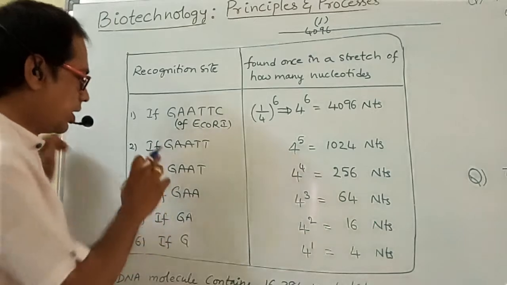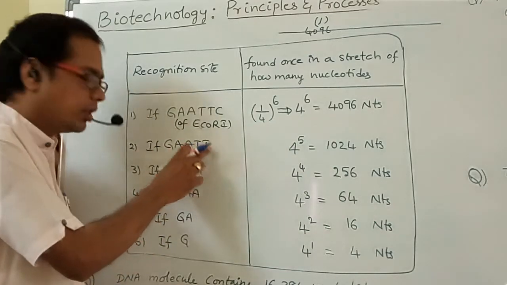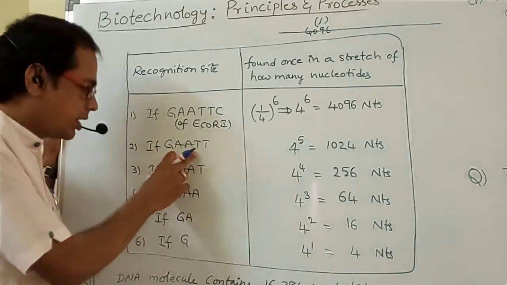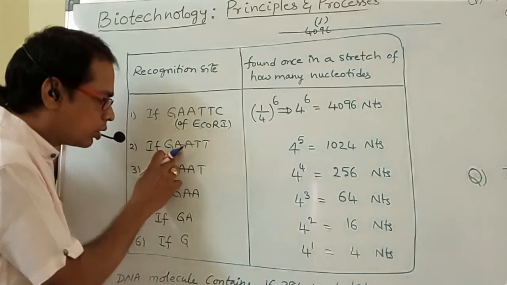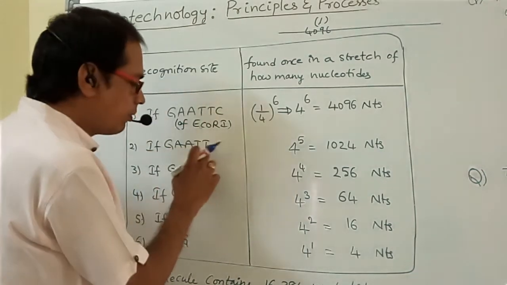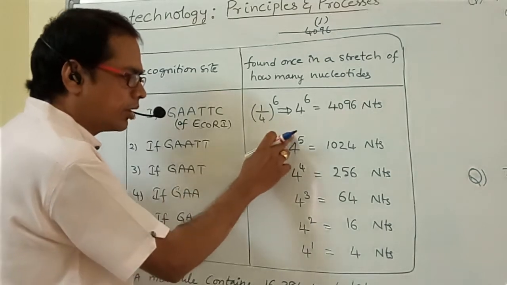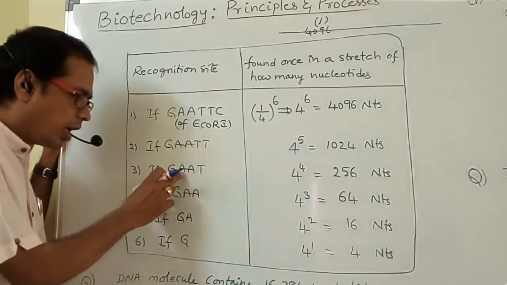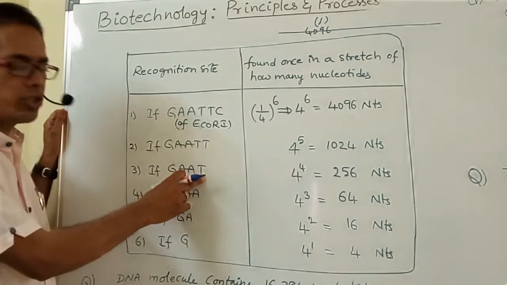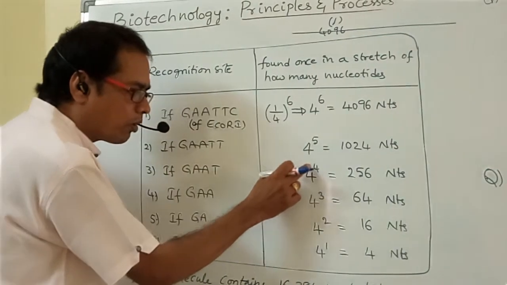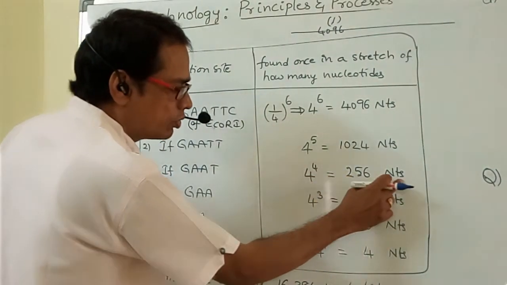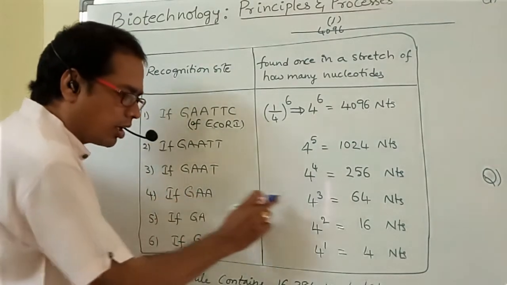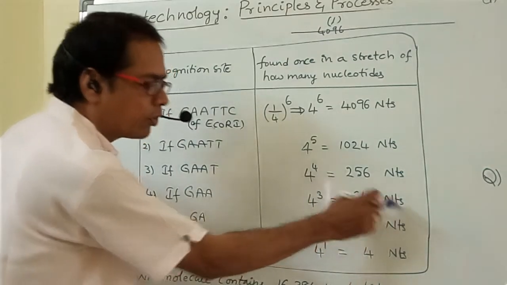If the question is GAATT, this type of sequence will be found once in a fragment of, how many letters are there? 1, 2, 3, 4, 5. 5 letters means 4 power 5, that is equal to 1024 nucleotides. If the question is GAAT, it will be found once in a stretch of, 4 letters are there, no? 4 power 4, that is equal to 256 nucleotides. If GAA, 3 letters are there, 4 power 3, that is equal to 64 nucleotides.